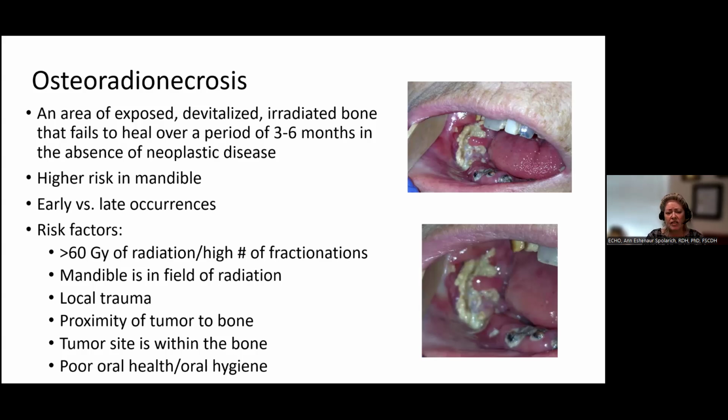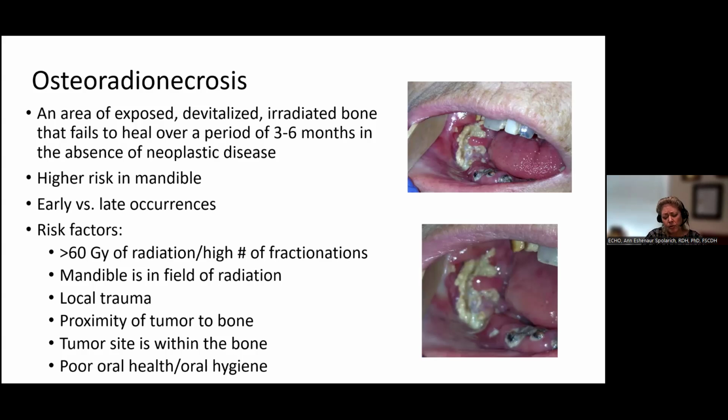Risk factors are things like getting more than 60 grays of radiation. And I can just tell you, since this is my population I work with, almost all head and neck cancers are treated with very, very high doses of radiation. They typically average between 60 to 70 grays compared to other types of cancer. So this is a big risk factor for us.